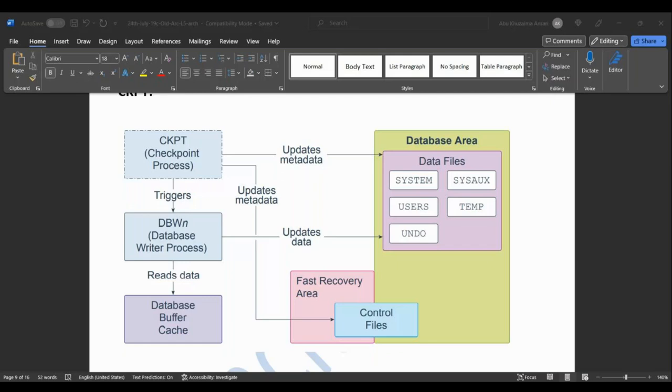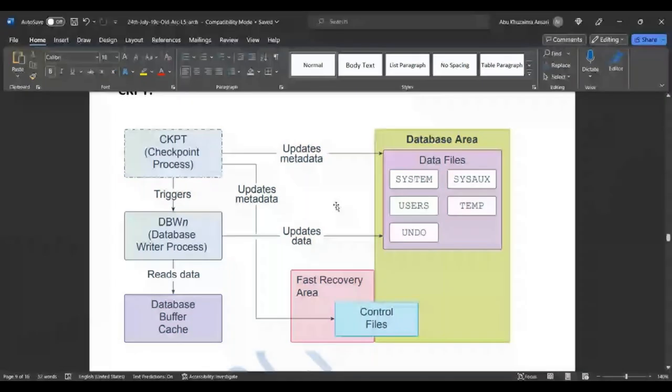So we have three types of checkpoint. One is full checkpoint, another one is partial checkpoint, and the third one is incremental checkpoint. Okay. Clear? So now the question comes, when will a full checkpoint happen, when will an incremental checkpoint happen, when will a partial checkpoint happen?